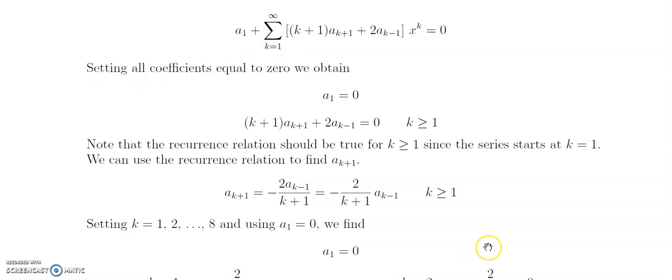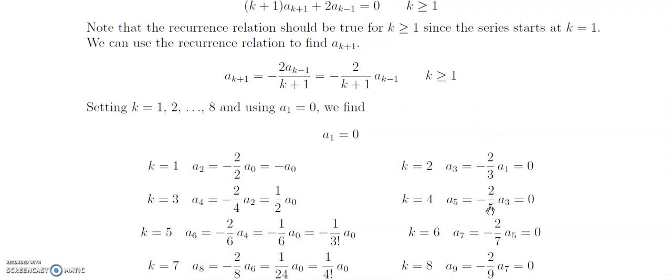So we will need to use the recurrence relation and find the coefficient with the biggest index. Find a sub k+1. So a sub k+1 will be negative 2 times a sub k-1 over k+1, which we write as negative 2 over k+1 times a sub k-1, for k greater than or equal to 1.